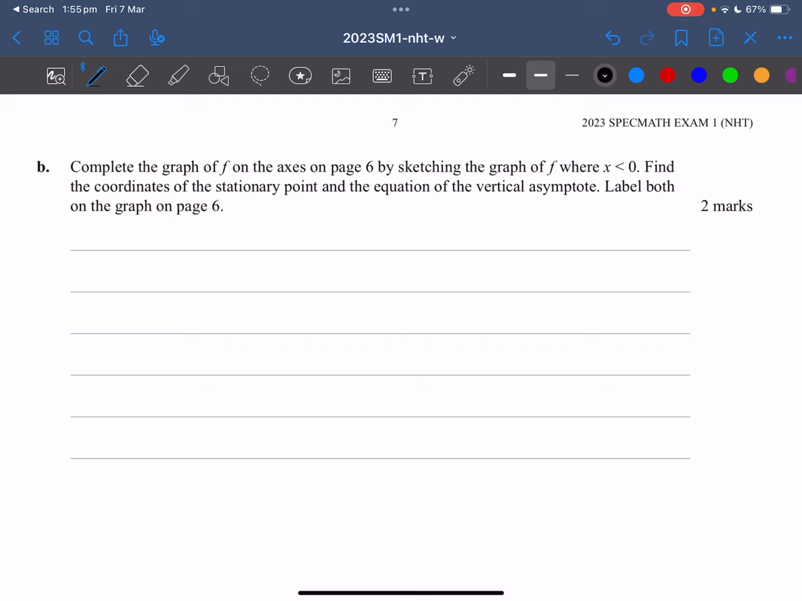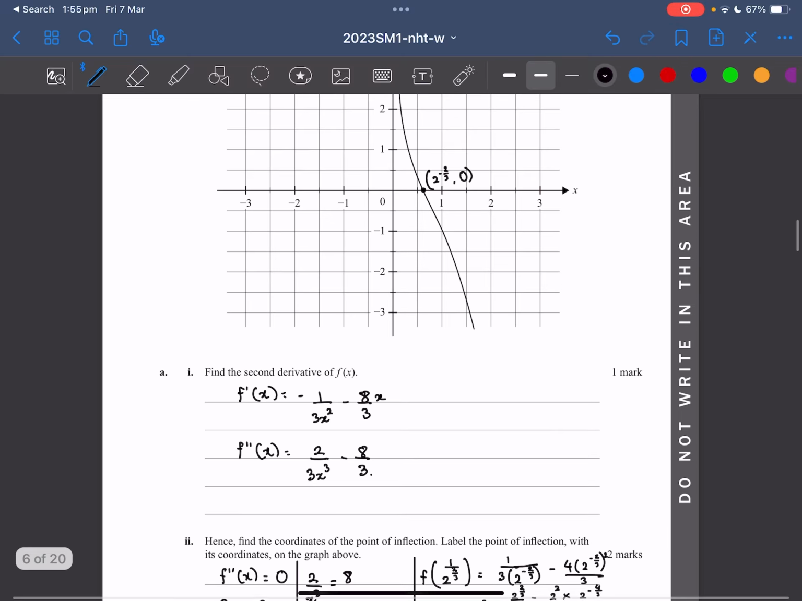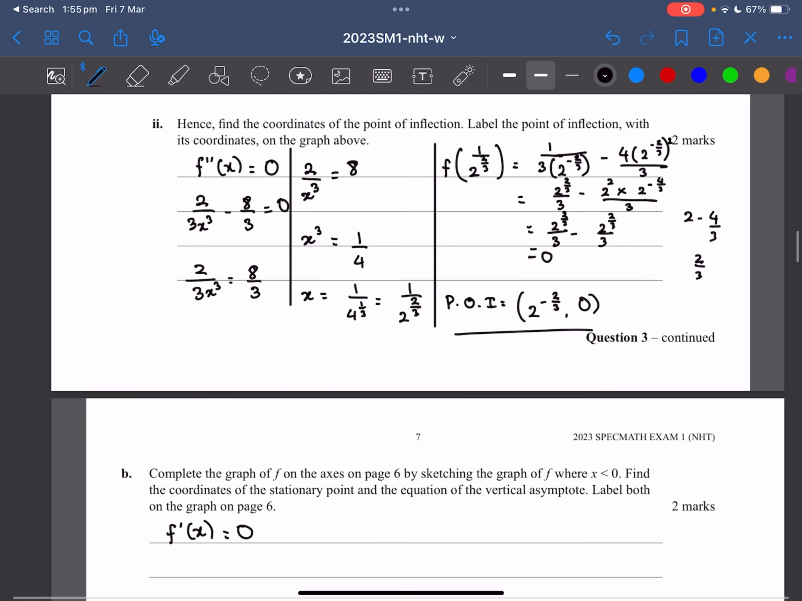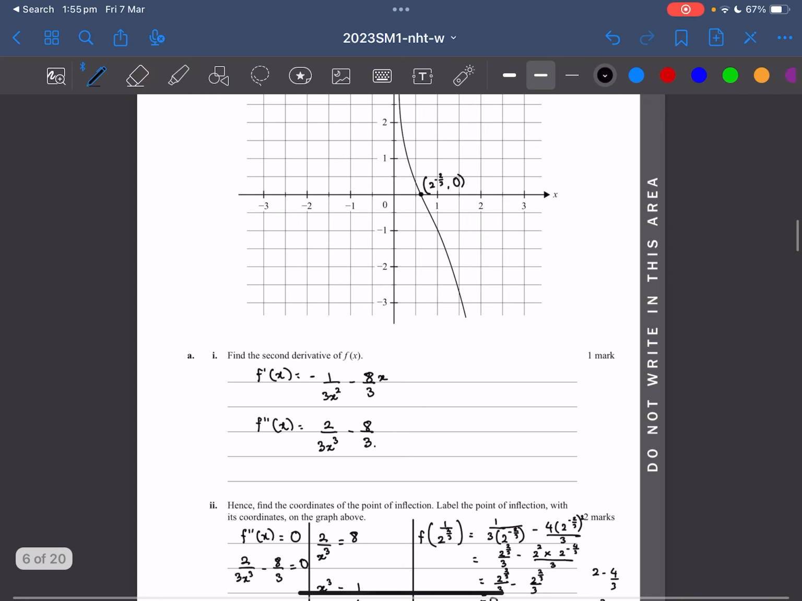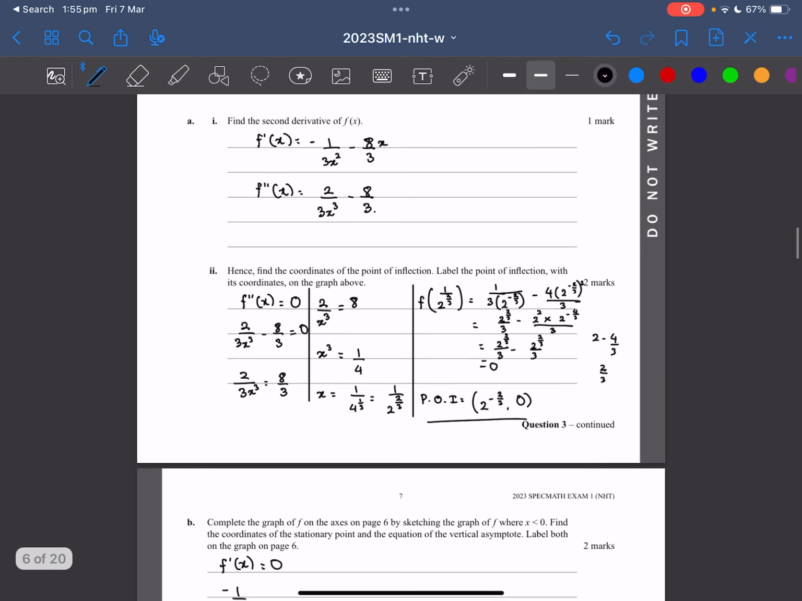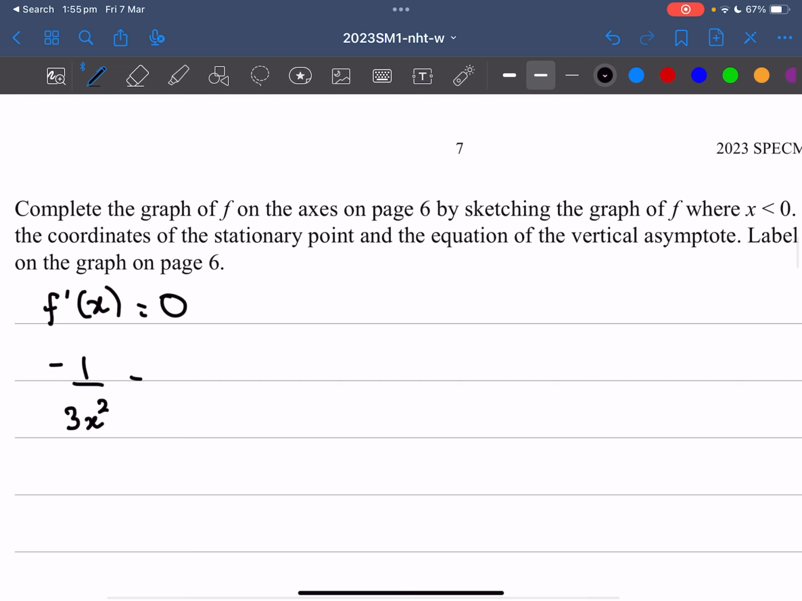Okay, so to find the turning point, we have to set the derivative equal to 0. So let us do that. And what was our derivative? So it was minus 1 on 3x squared, take away 8 on 3x, equals 0.